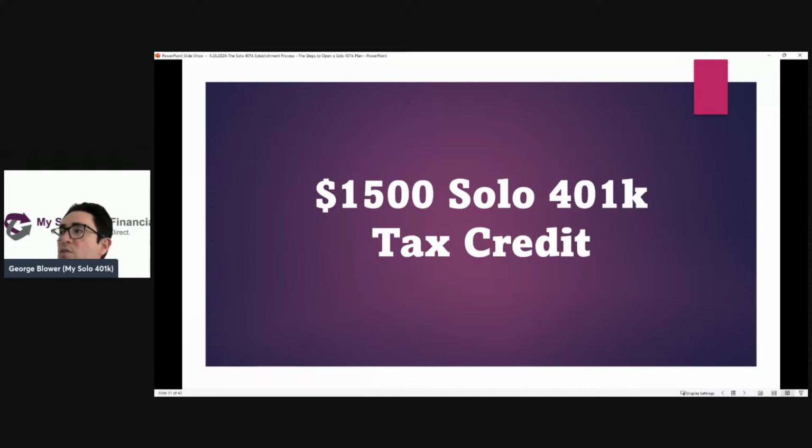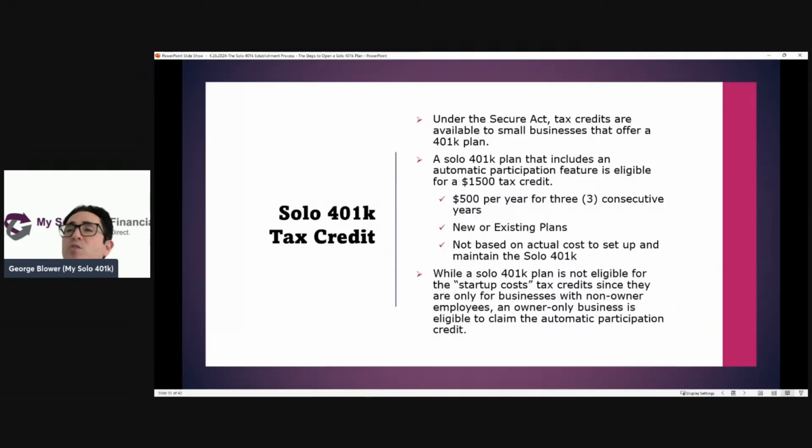So as mentioned, I wanted to touch on the tax credit. Under the Secure Act, a number of tax credits were authorized to encourage small businesses to offer 401k plans. Not all of those tax credits are available to solo 401k plans. Like the startup cost credit is going to be limited to businesses that have non-owner employees, whereas the automatic participation credit would be available to a self-employed individual that doesn't have any non-owner employees, as long as they set up a plan like ours that includes the automatic participation feature.